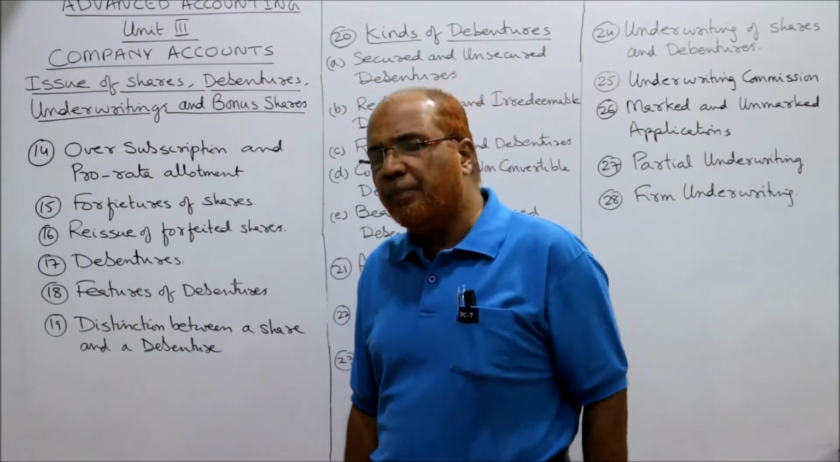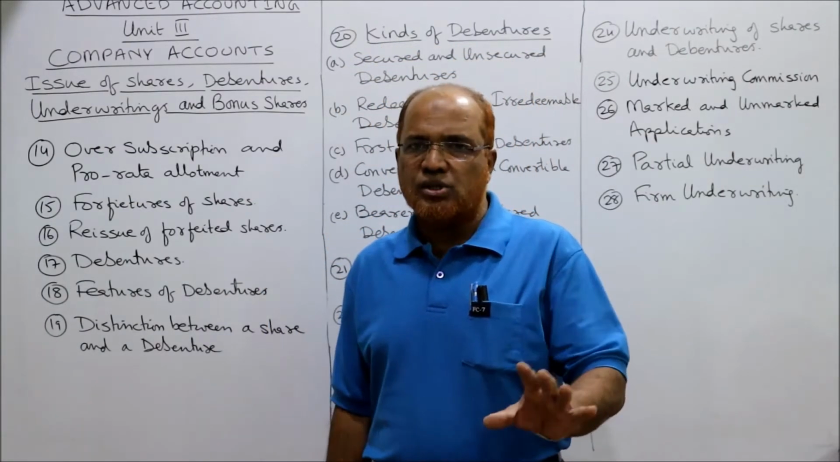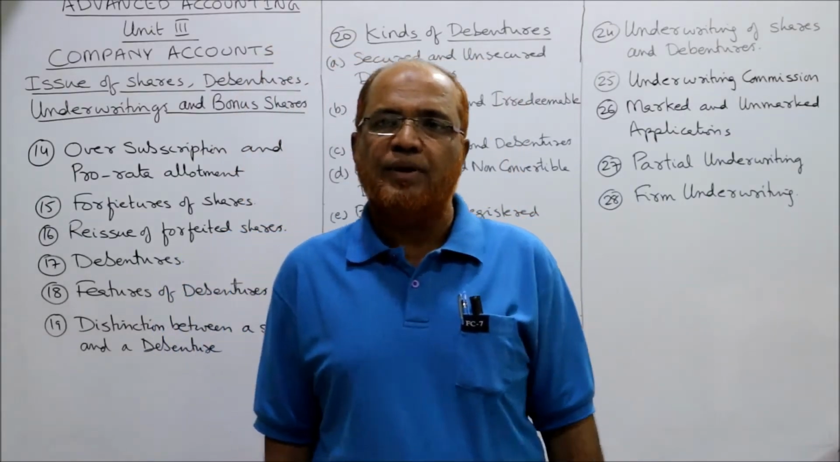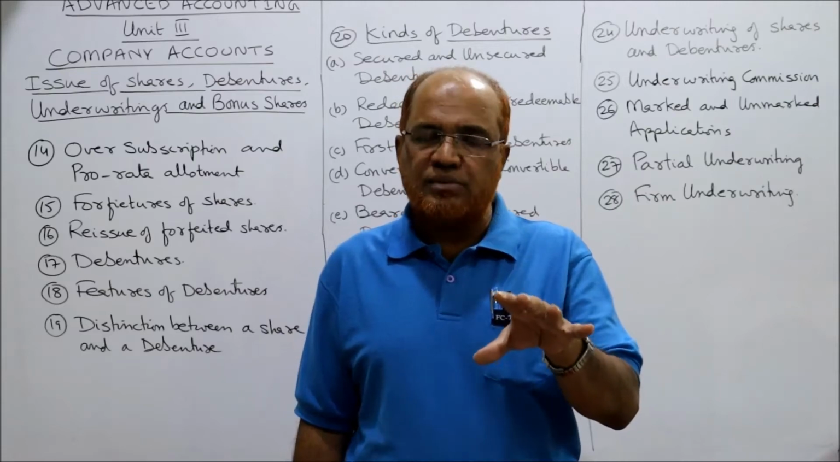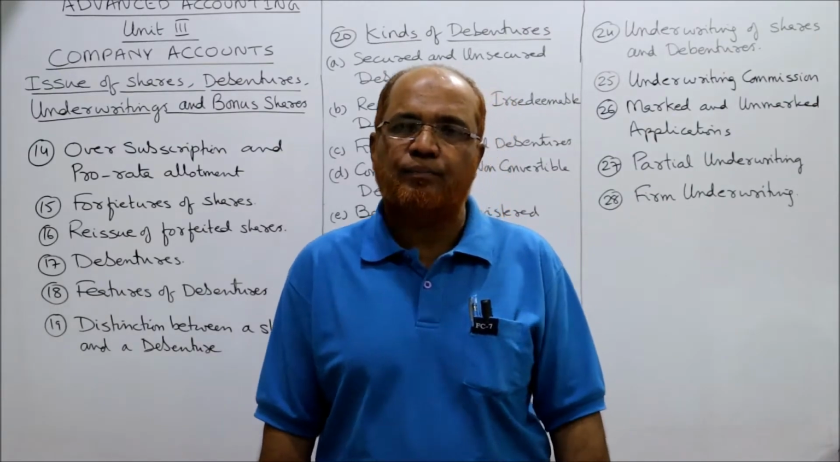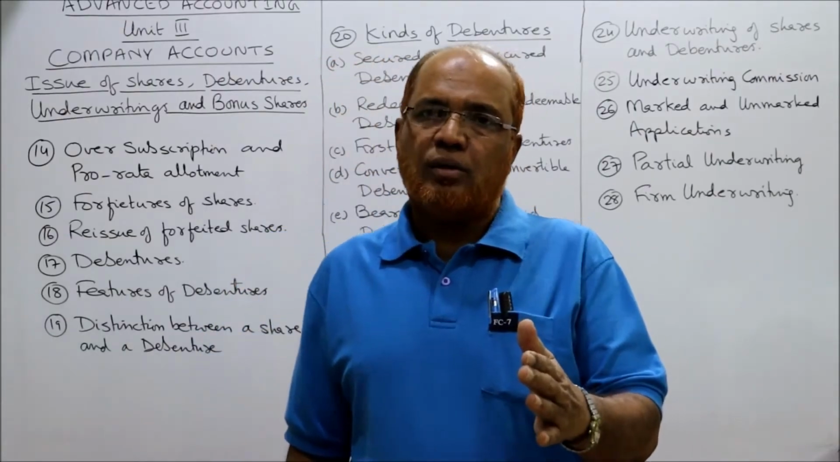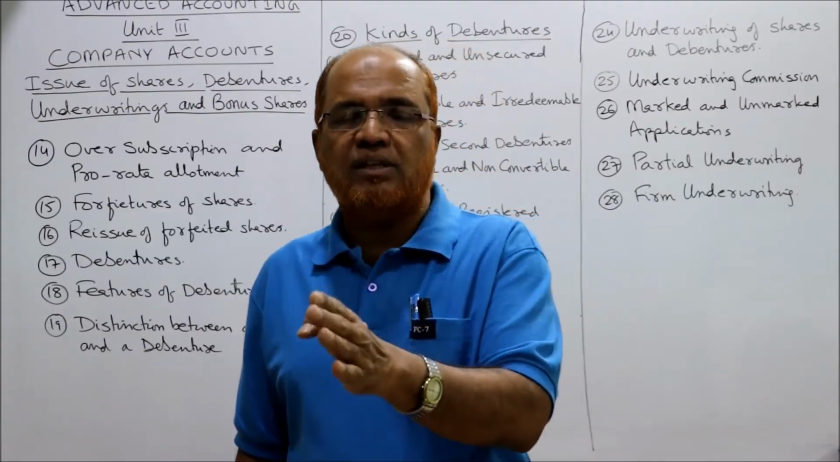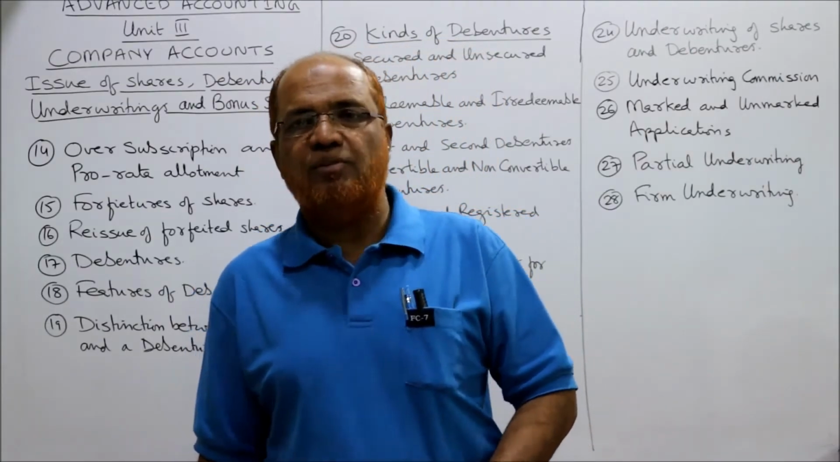Example, a person has applied for 1,000 shares. He has paid the application money, he has paid the allotment money. When the first call money becomes due, he is unable to pay it. If the first call money is not paid, the company will give a notice that if you do not pay this call money within the specified period, your shares will be forfeited.